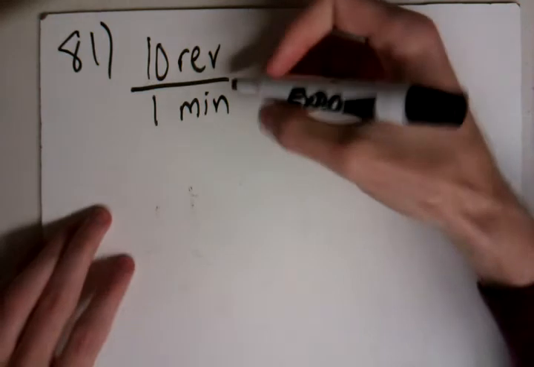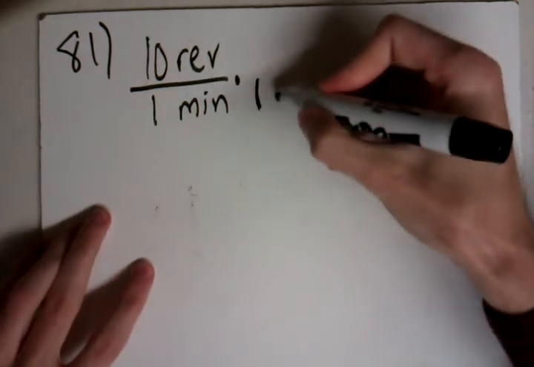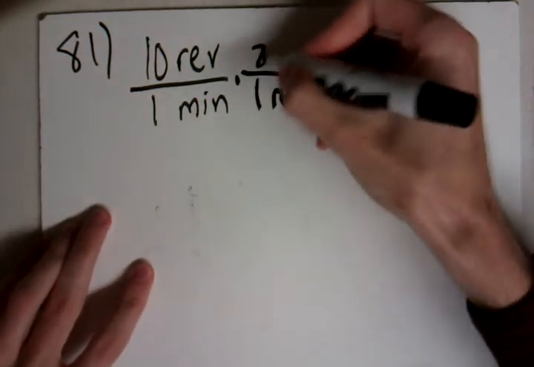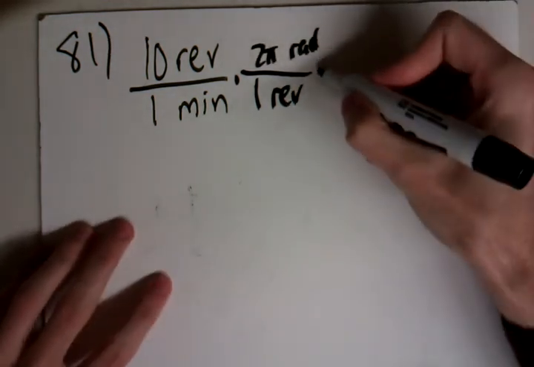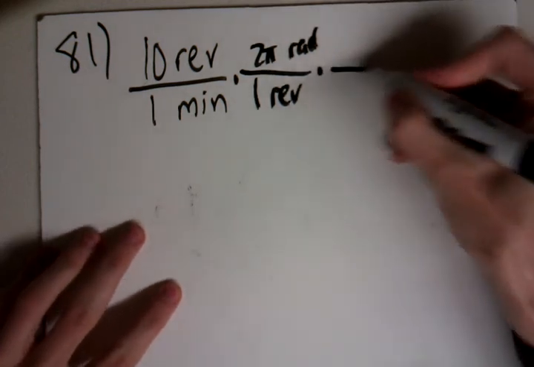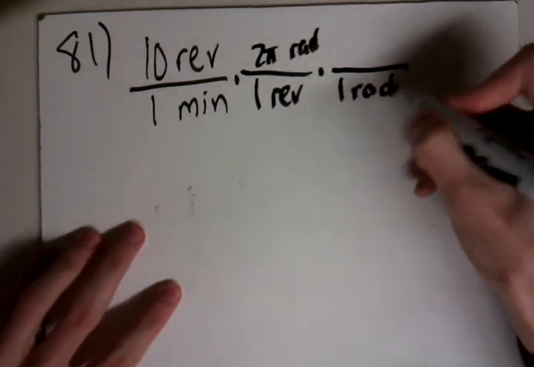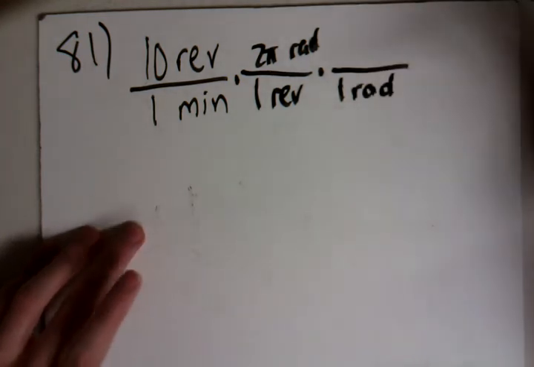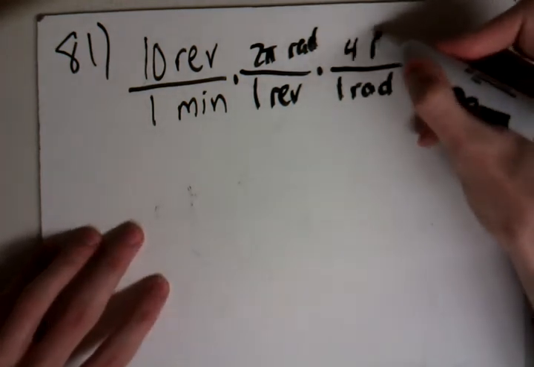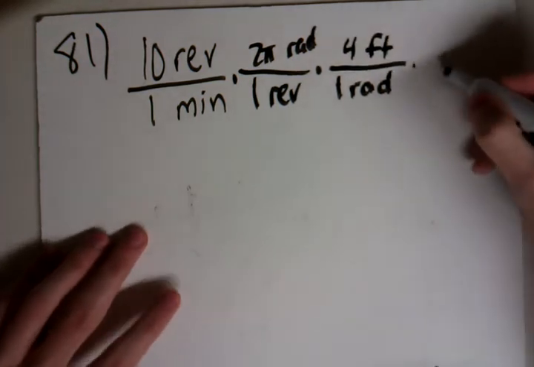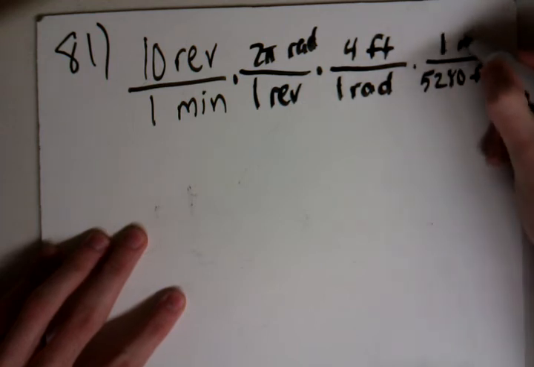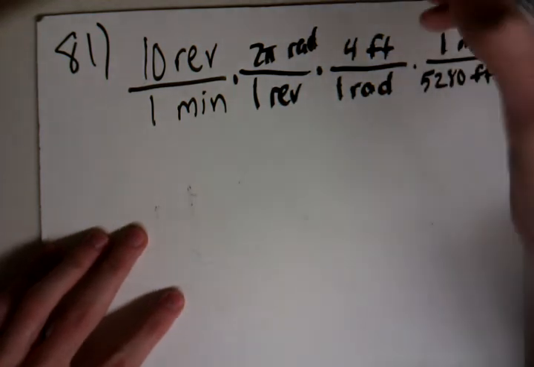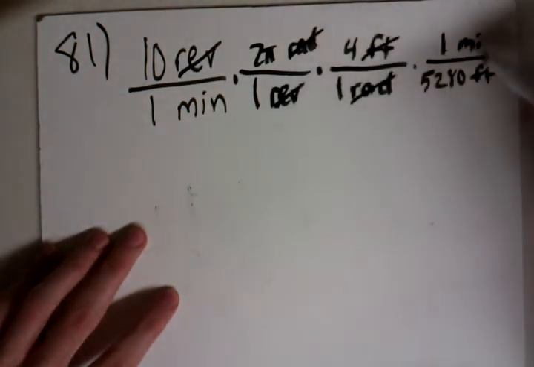So again, in 1 revolution there are 2 pi radians. Technically we don't have to write the radians. I'm doing it just so I can cross stuff out. And then in 1 radian, that's equivalent to whatever the radius is. The radius in this case is 4 feet. There are 5,280 feet in 1 mile. So let's do a check here. Revolutions cancel, radians are gone, feet are gone.